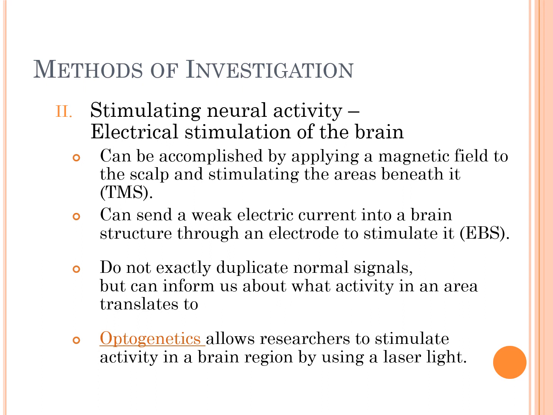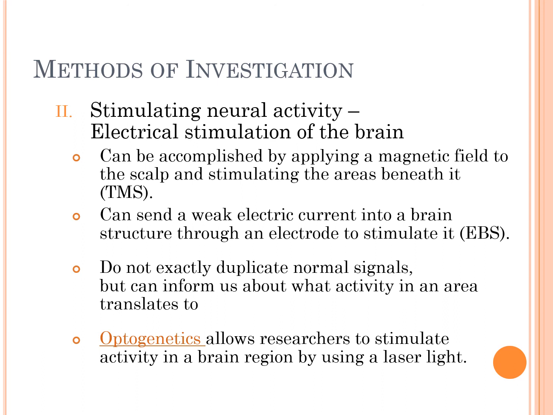These ways of stimulating neural activity don't exactly duplicate normal signals, because what they're doing is they're stimulating a brain region. And this is what usually happens in the brain, is we have these circuits of brain activity for particular things. So some small circuit within the region is usually what's active when we are performing some task.